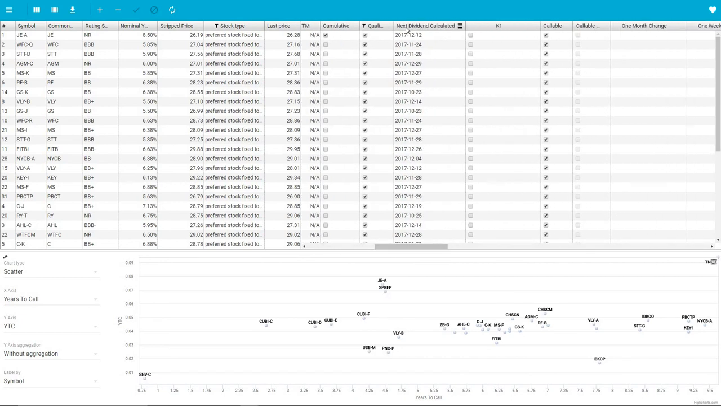The next dividend calculated is another important feature of our database. It gives you an estimation of when the next dividend date will be, regardless of the fact if it has been announced or not. It just adds 91 days from the last ex-dividend date, or 30 days when the dividends are being paid on a monthly basis.